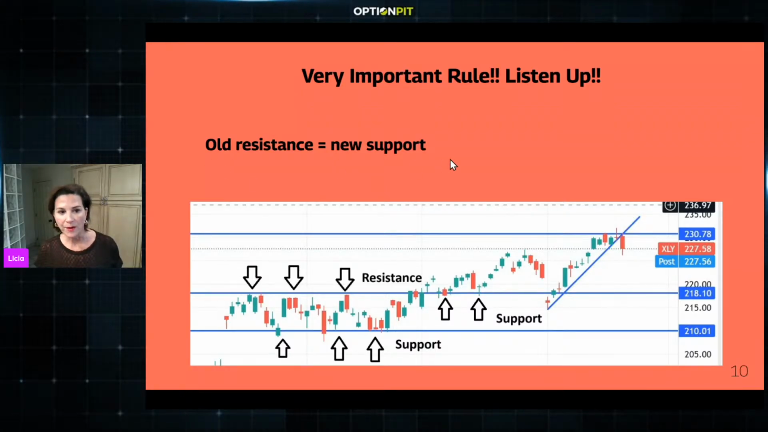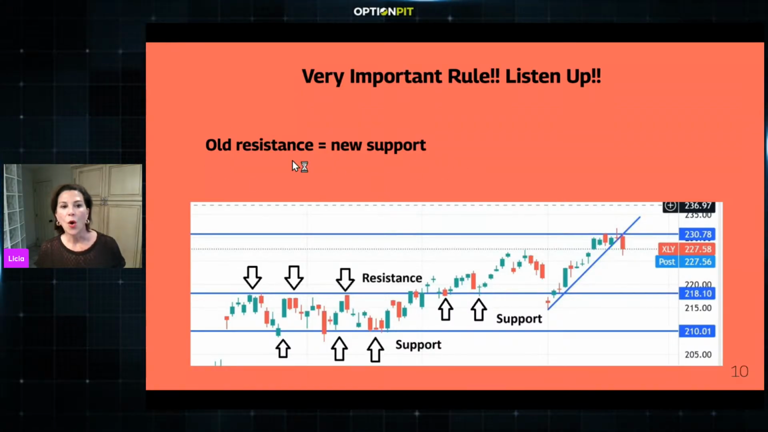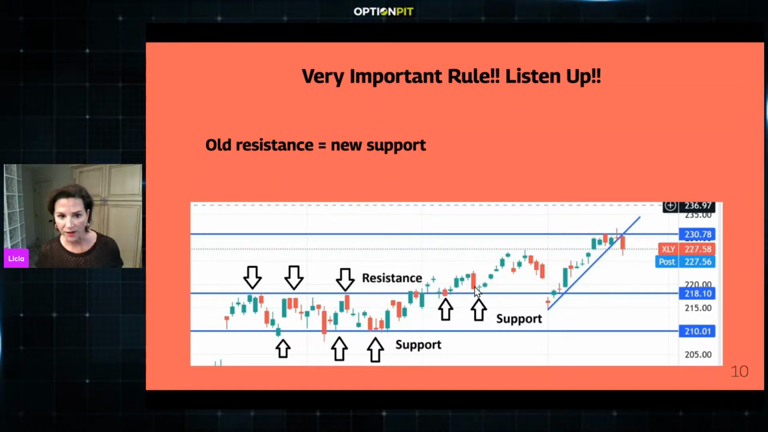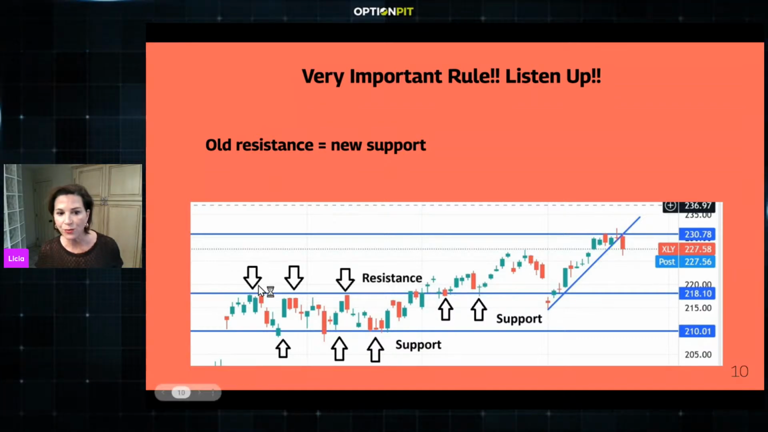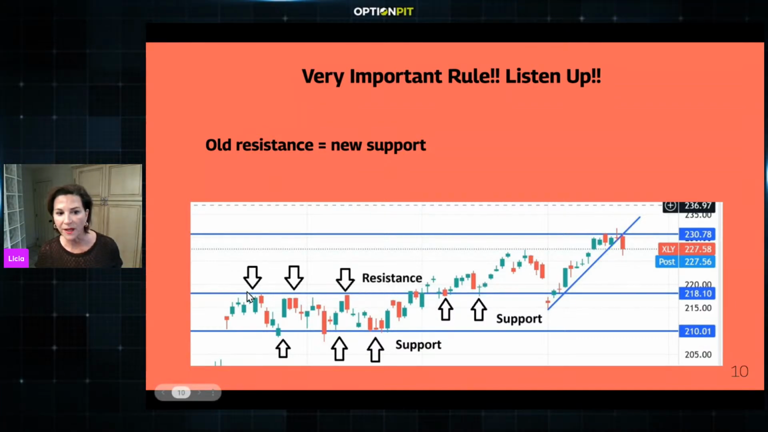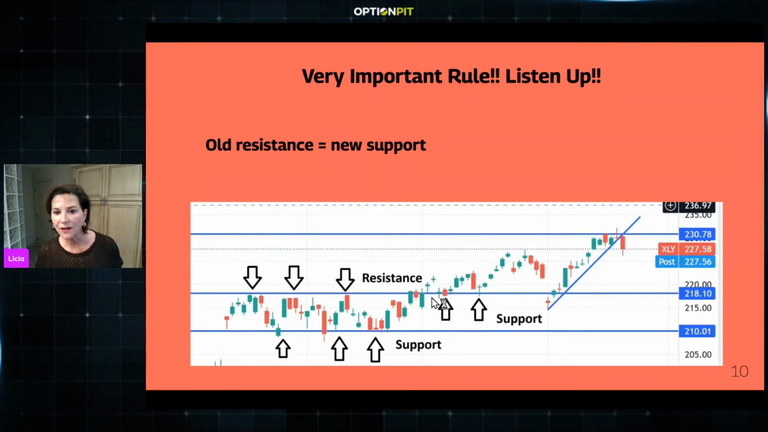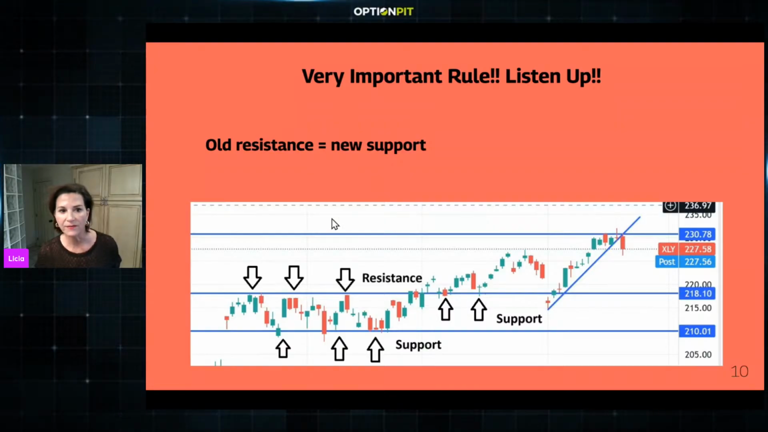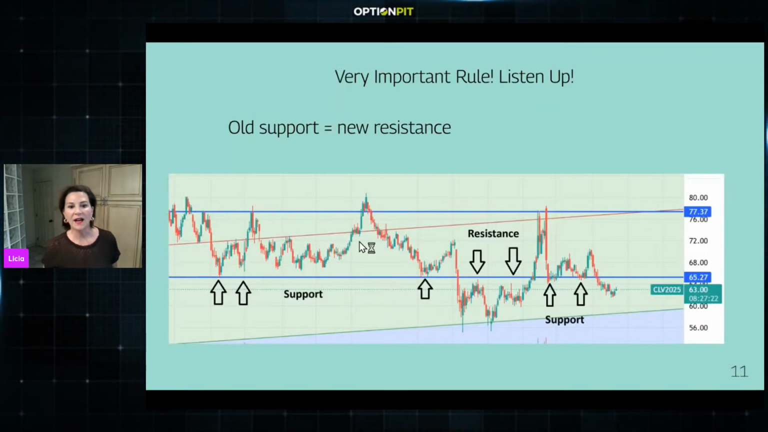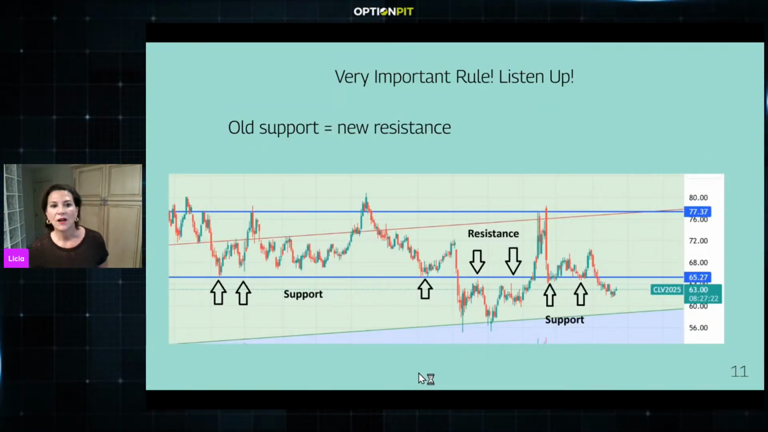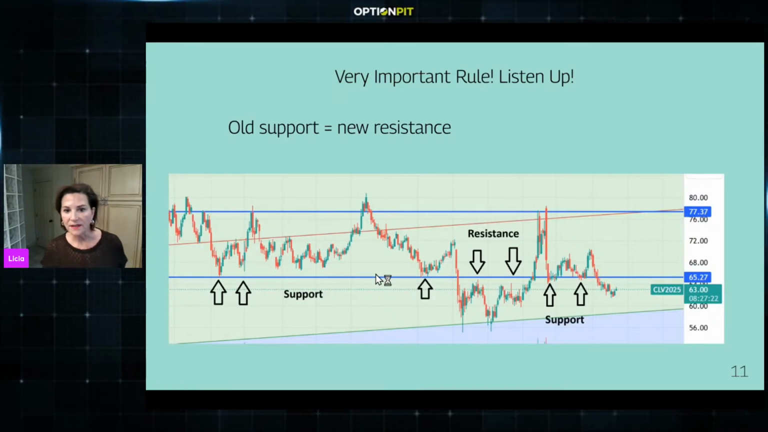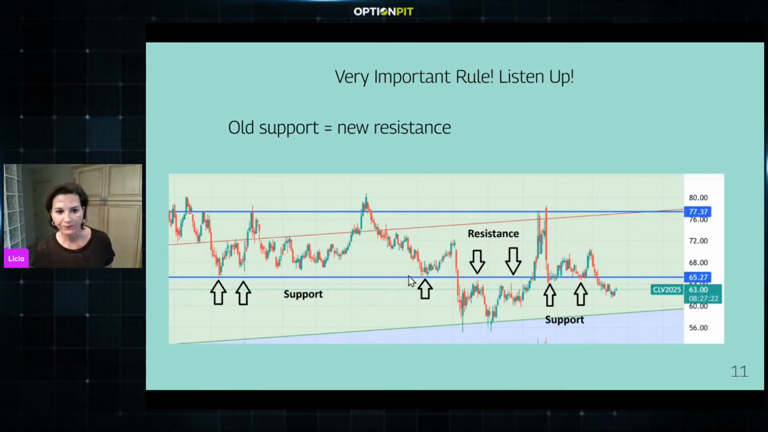So remember this, write it down. Old resistance is new support. And that makes sense. Everyone has been watching this level since way back here in mid-May. So they all know that now 218 is no longer resistance, it is support. Same thing on the reverse side. Old support is now new resistance, right?